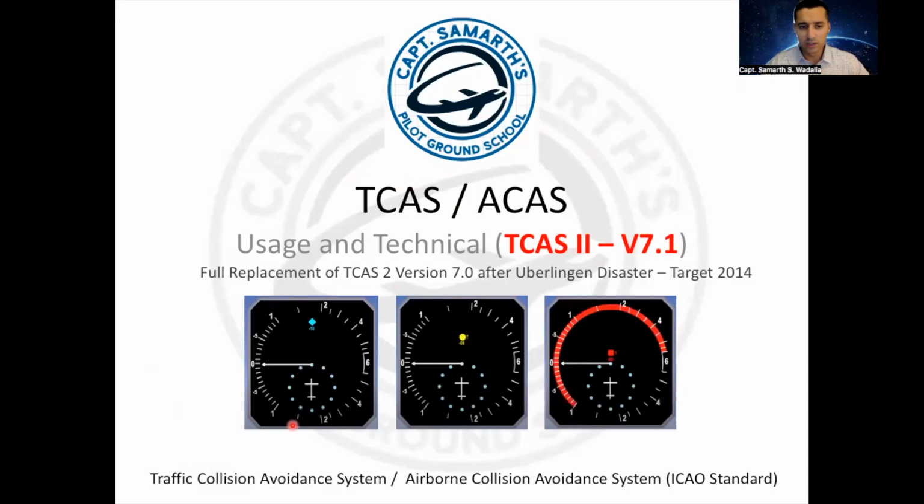TCAS and ACAS. What is the full form of TCAS? Traffic Collision Avoidance System. What is the full form of ACAS? It's an ICAO standard called Airborne Collision Avoidance System. There is a bit of text over here which is in red and bolded. It says TCAS 2 V7.1. That is TCAS 2 version 7.1.